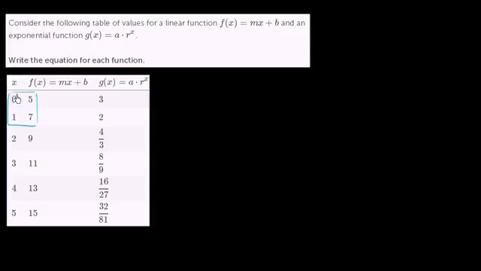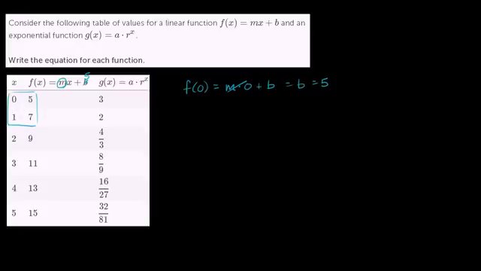So for example, we can say that f of 0 is going to be equal to m times 0 plus b, or this is just going to be equal to b. And they tell us that f of 0 is equal to 5. So b is equal to 5. So we immediately know that this b right over here is equal to 5. Now we just have to figure out the m. We have to figure out the slope of this line.